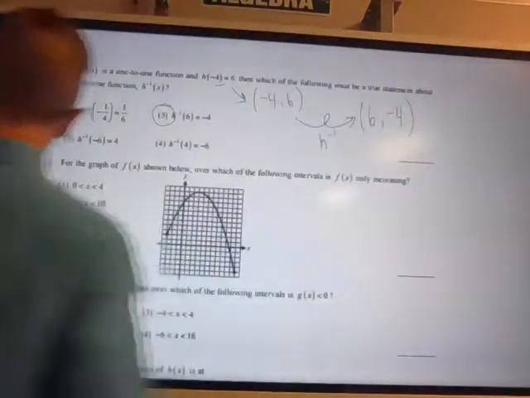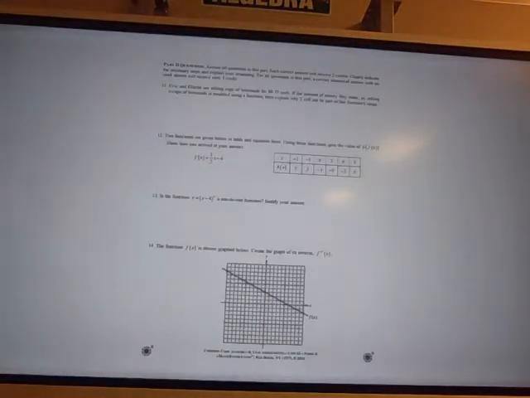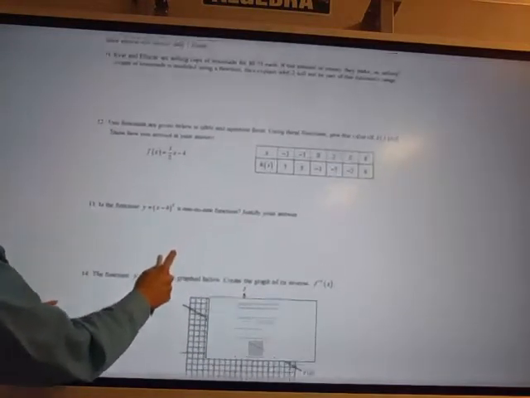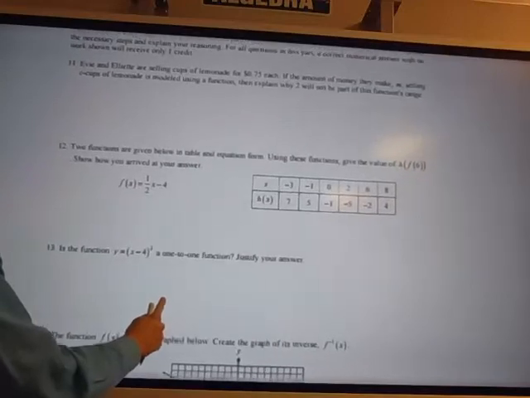All right. Now, jump to number 11. Okay, on to the short answer, the constructed response.